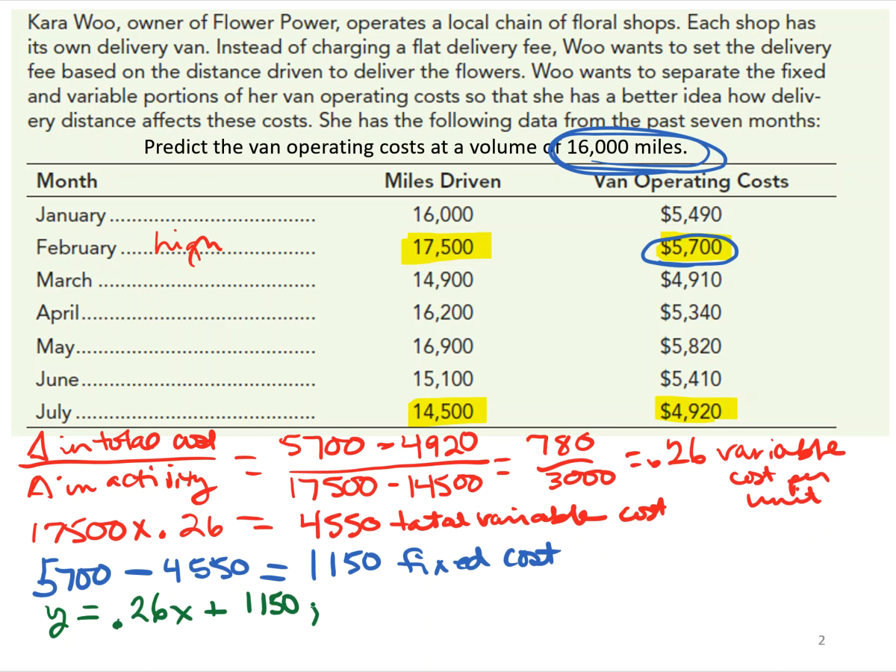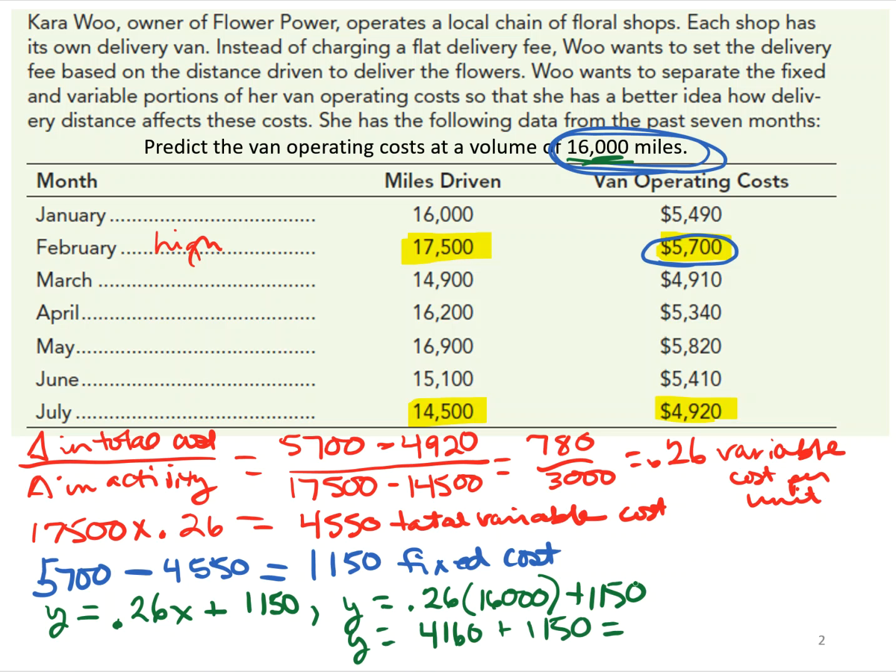So now that we know that formula, we can say y, or our total costs, are going to equal 26 cents times the 16,000 units plus 1,150. So let's go ahead and do that math. And hopefully, if I calculate it correctly, that's going to be 4,160, which is our 26 cents times 16,000, plus 1,150. And 4,160 plus 1,150 should be 5,310.